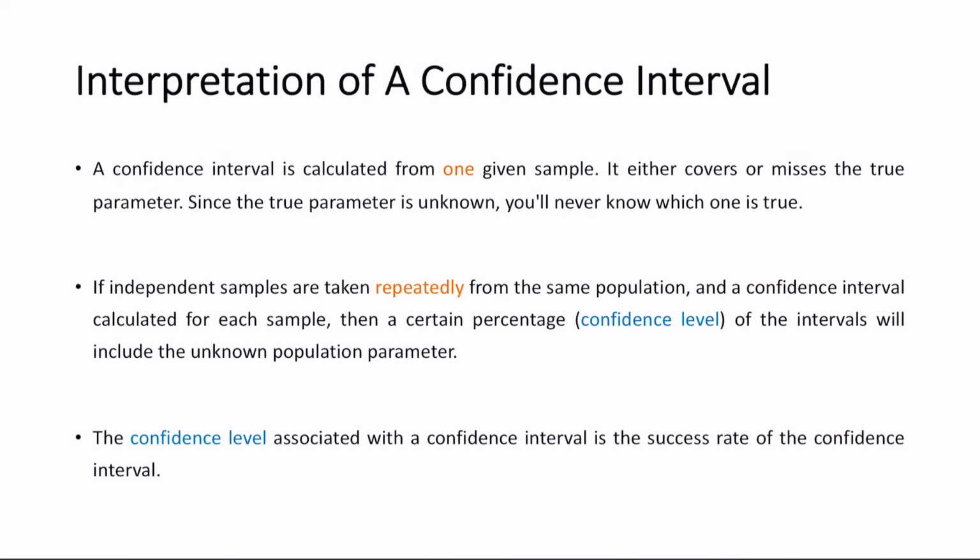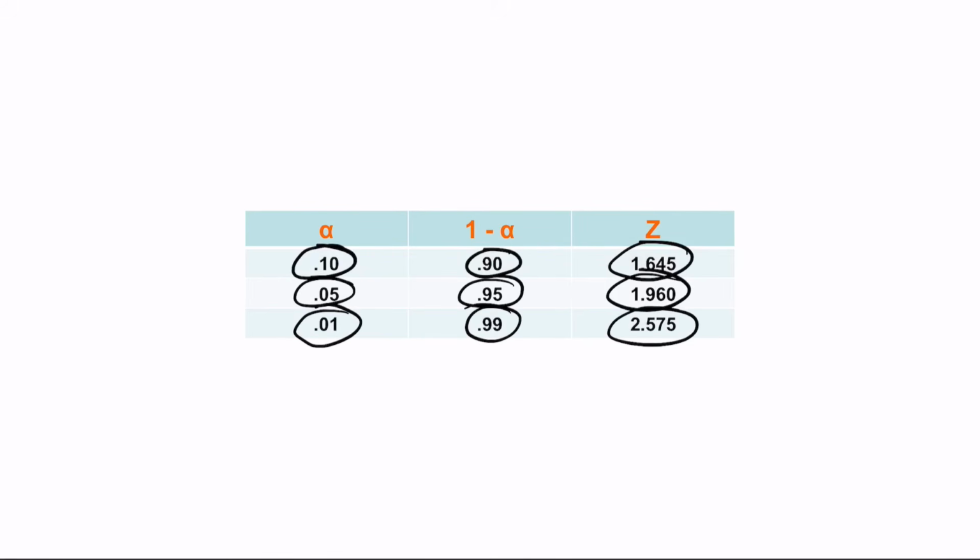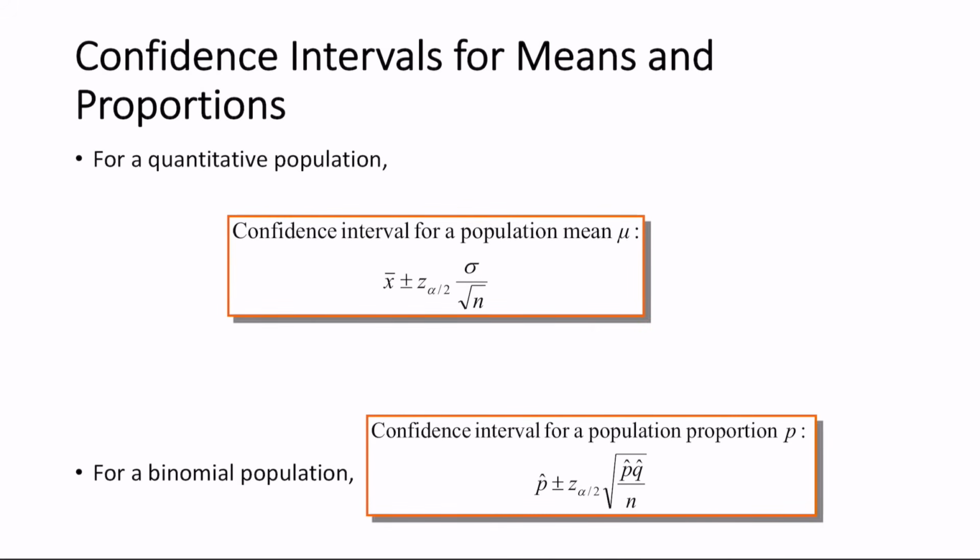I've given a small table for you to use as a reference. When you want a 90% confidence interval, which means alpha is 10%, the z value is 1.645. For a 95% confidence interval, alpha is 0.05 and the z value is 1.960. For a 99% confidence interval, alpha is 0.01 and the z value is 2.575 or 2.58, whichever is closest to the decimal you are calculating the answer to.